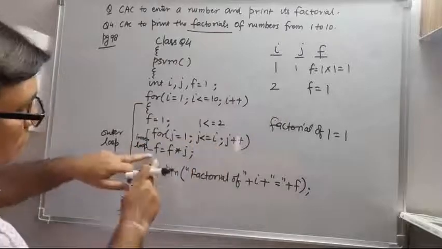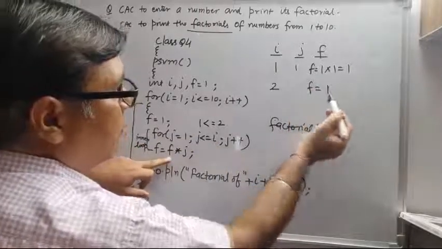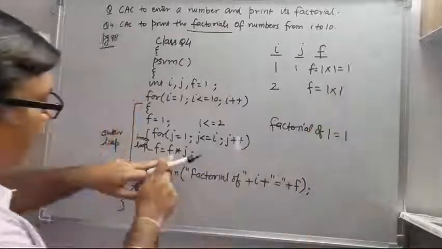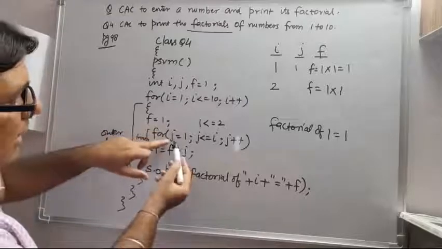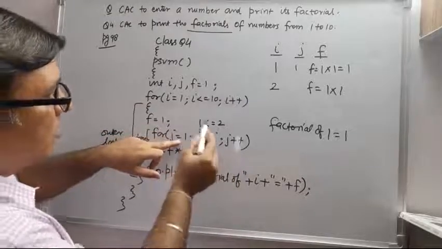If this will move forward, f is equal to f into j. So f is equal to f. What is f? 1 into j. What is j? That is 1. It will move again. So the value of j will become plus plus. So the value of j will become 2.